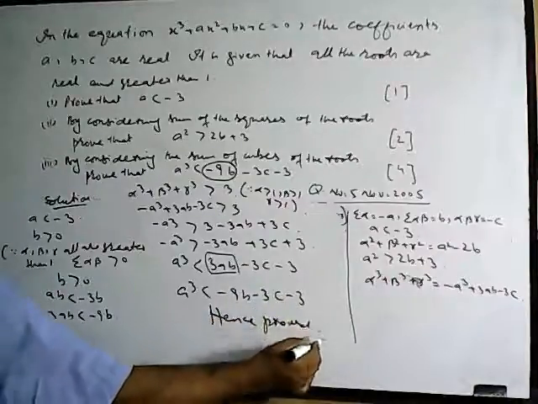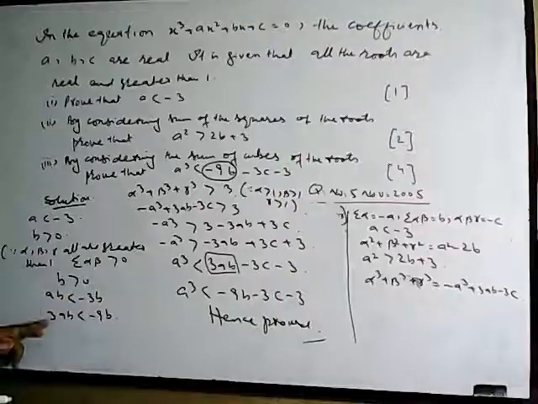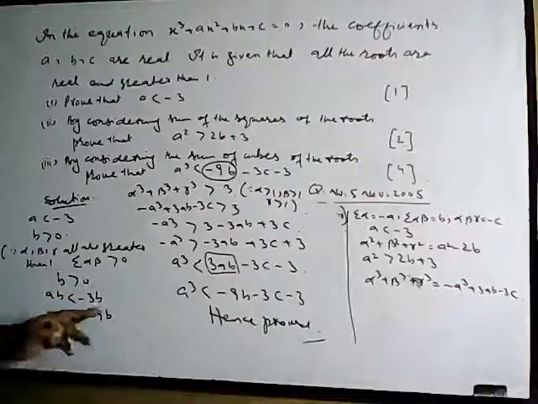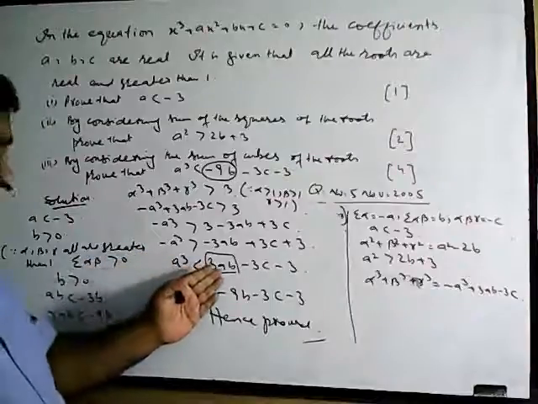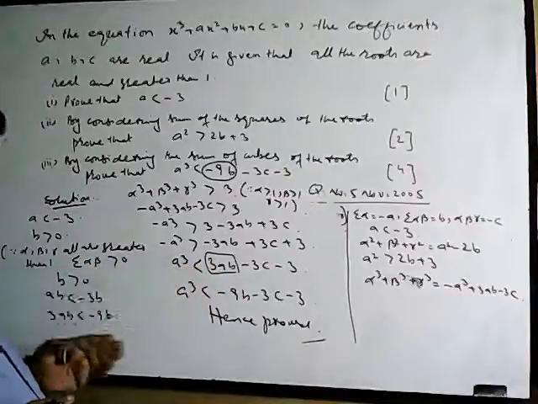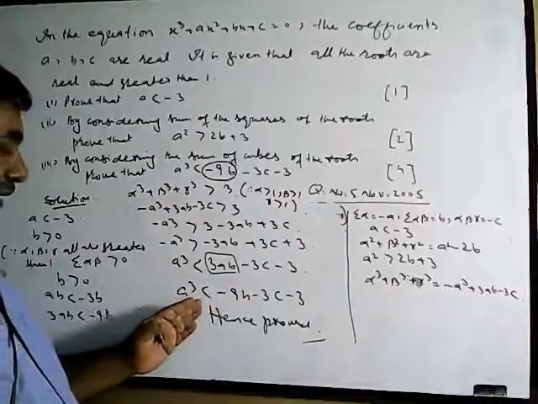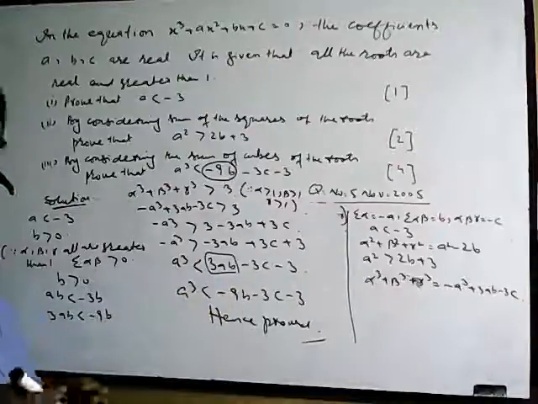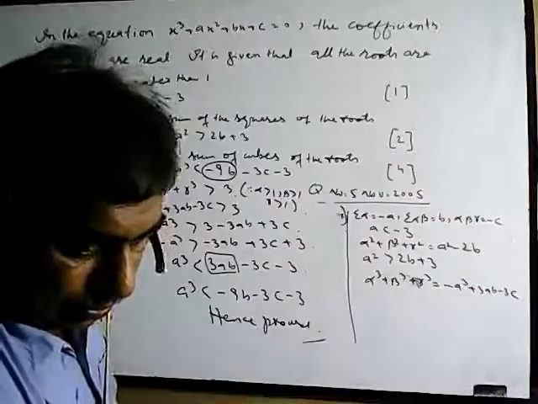So it is very essential first to prove that B is positive, because then you have to multiply A and B together. So AB will be less than minus 3B, then 3AB is less than minus 9B. Since 3AB is less than minus 9B, A cube is even less than that, so I can put here minus 9B. So A cube is less than minus 9B minus 3C minus 3, hence proved. That completes the answer.